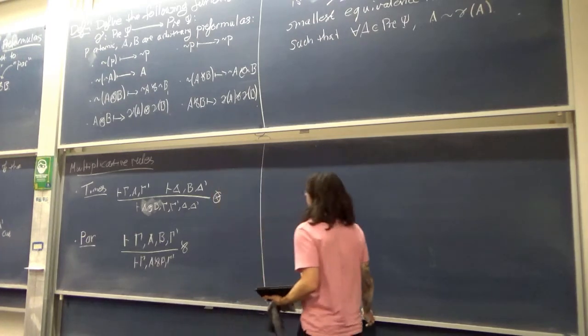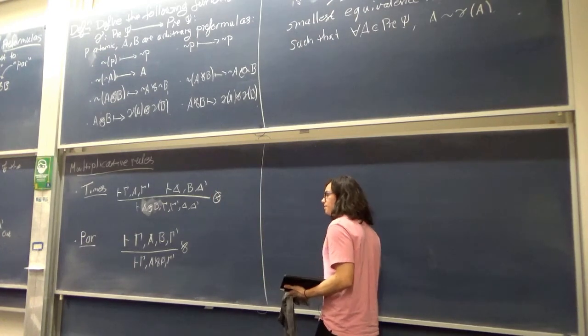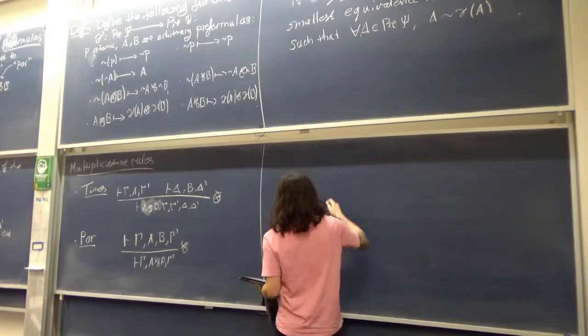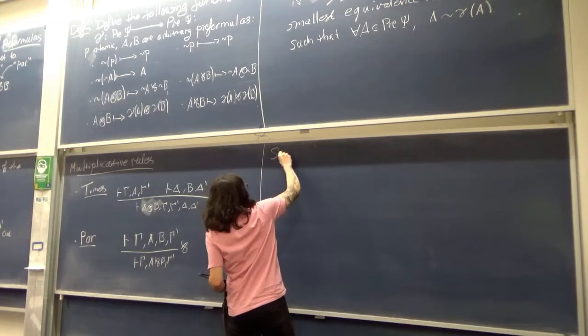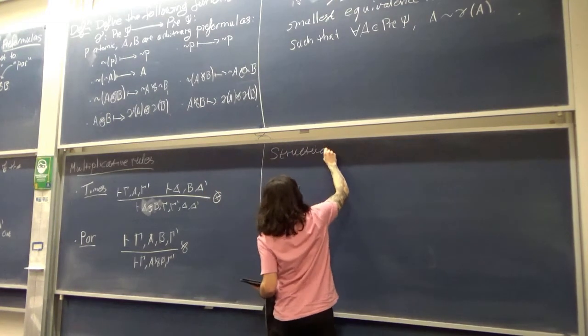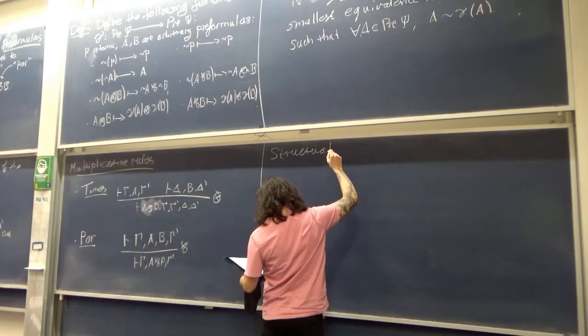And then for linear logic, we have but a single structural rule, which is exchange. How do you spell structural?